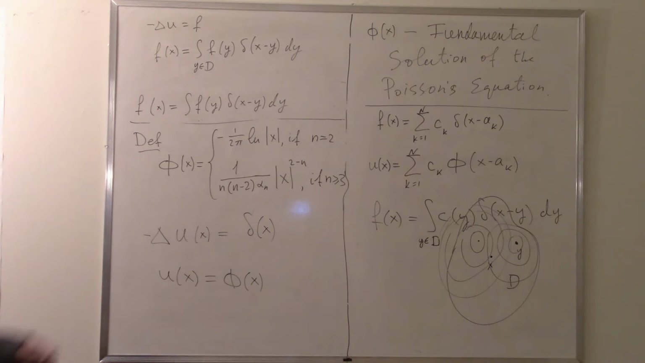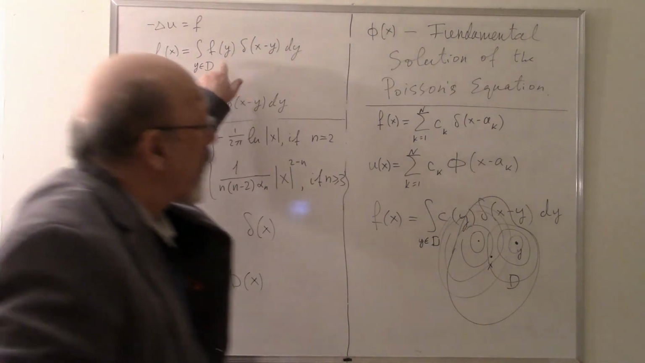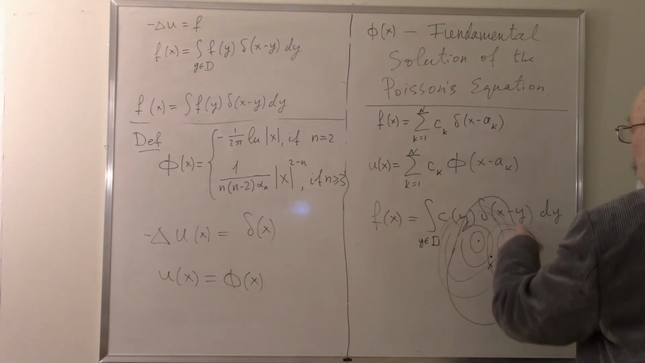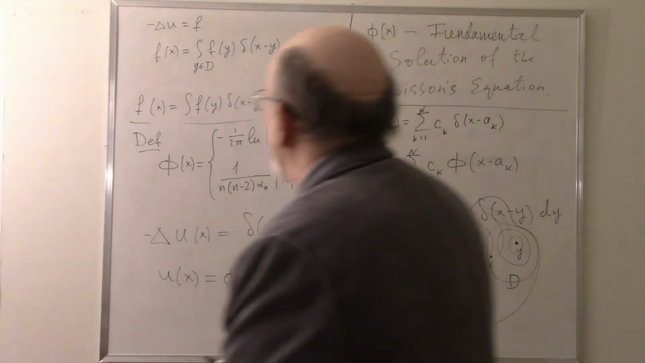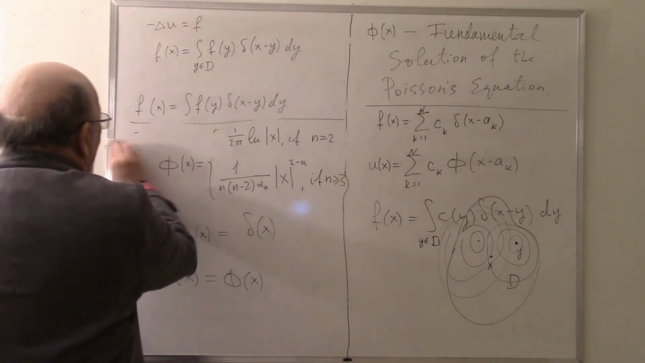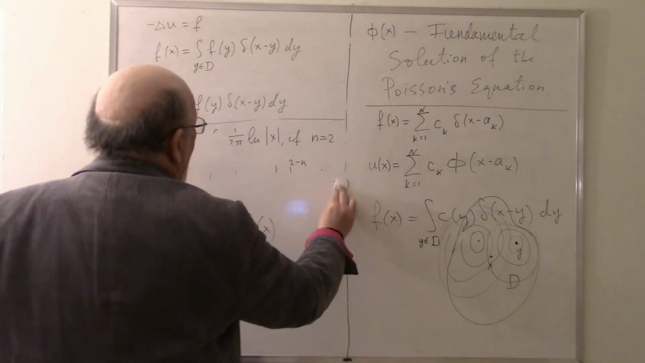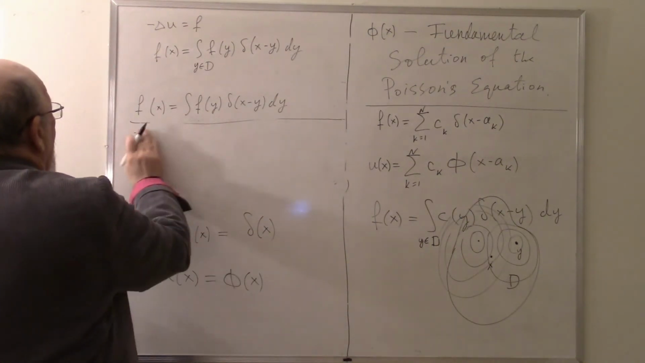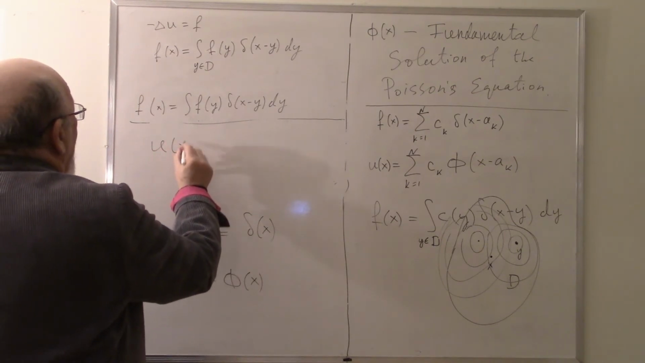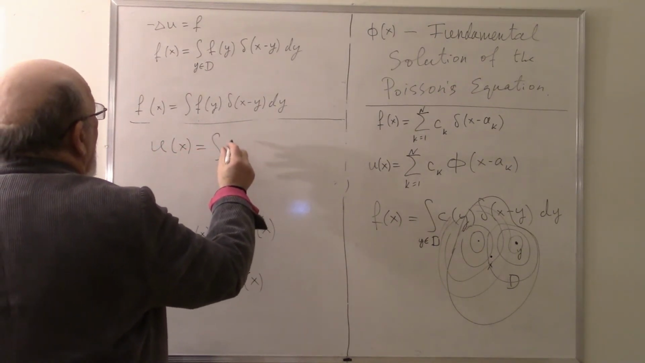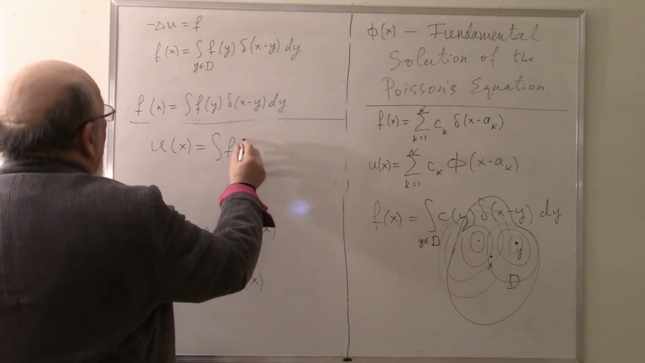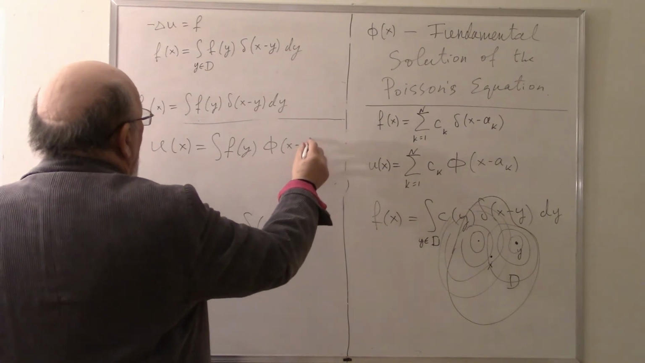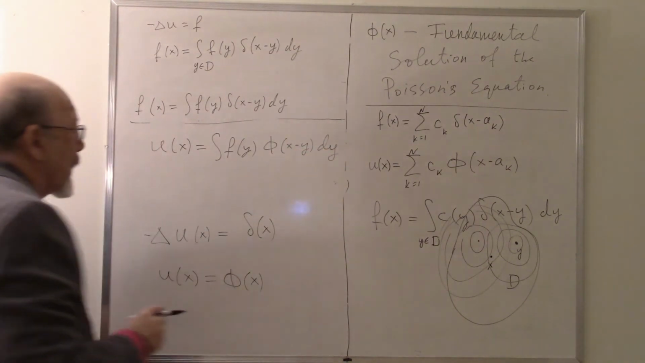And then for each point y we have this fundamental solution, and hence we can write the solution for our equation: u of x equals integral f of y phi of x minus y dy.